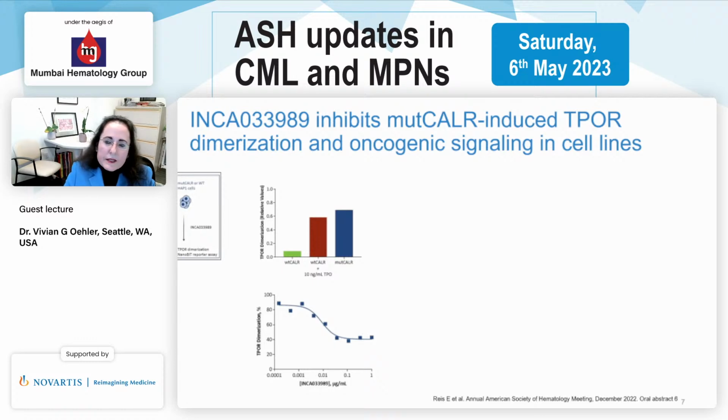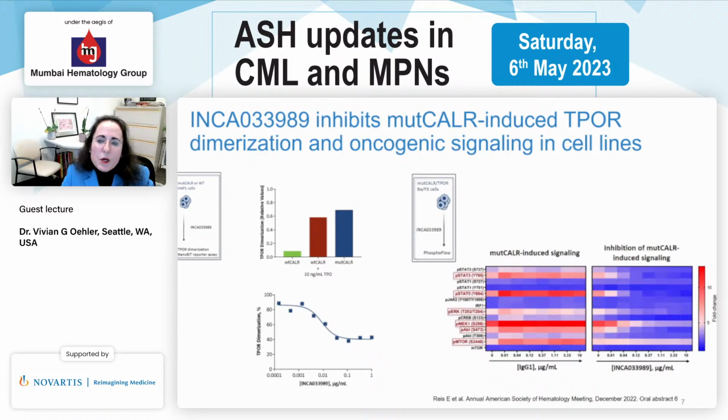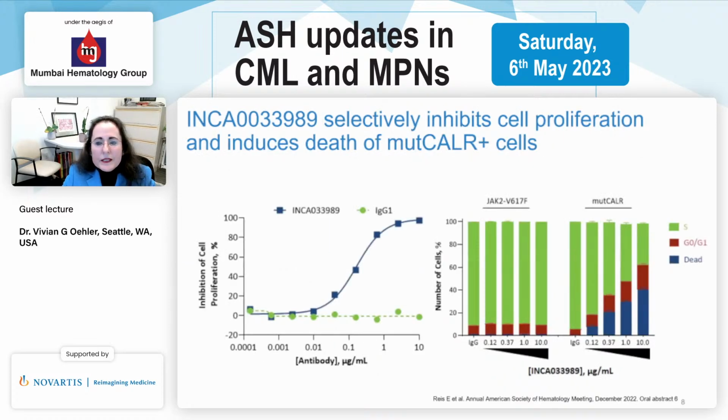They also looked to see if the antibody decreased aberrant signaling induced by mutant CALR. And as you can see here in the panel at right, on the left-hand side, you can see increased signaling of STAT3, STAT5, ERK, and mTOR with mutated CALR, and this is decreased at right after the antibody exposure in the blue. They also showed that a decrease in cell proliferation was specific to mutated CALR cells and did not impact the mutated JAK2 cells. This is shown in the figure at right, with increasing cell death with increasing antibody dose, which is only seen in the mutated CALR cells.